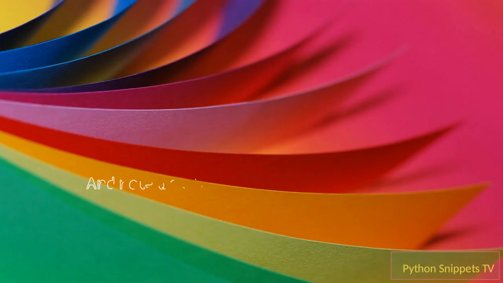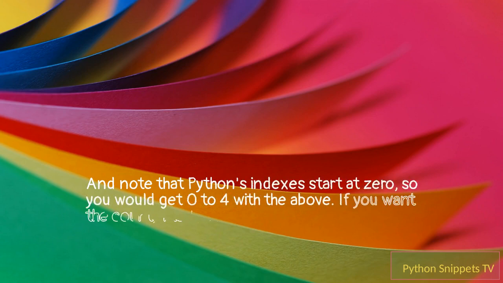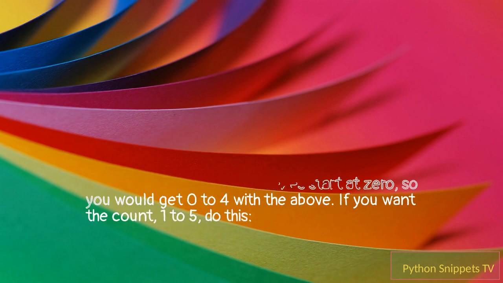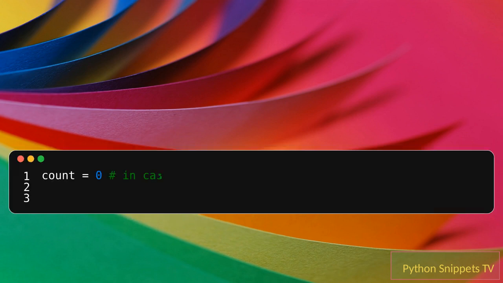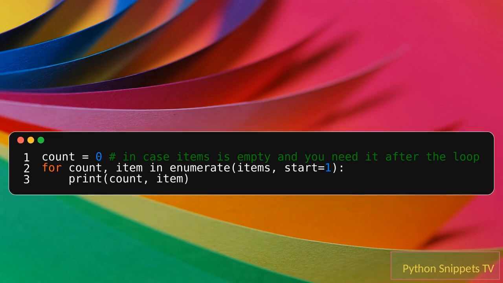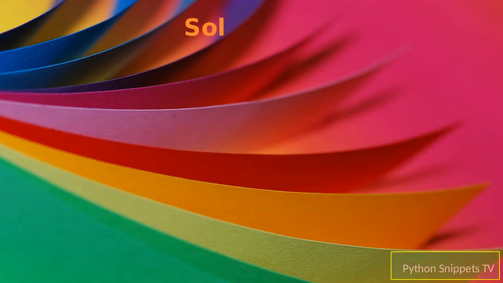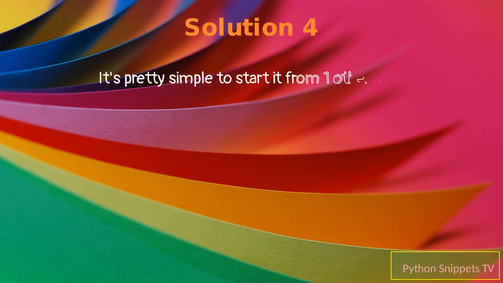And note that Python's indexes start at 0, so you would get 0 to 4 with the above. If you want the count, 1 to 5, do this. Solution 4. It's pretty simple to start it from 1 other than 0.